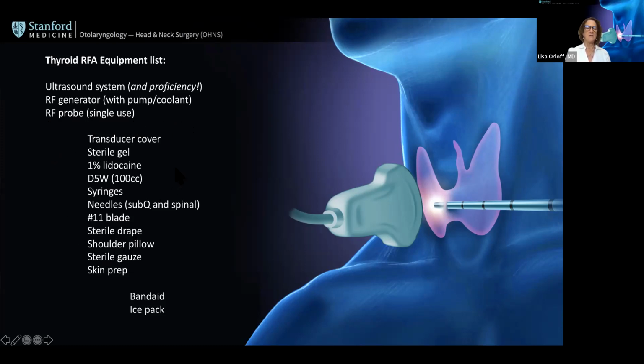Beyond that, the items are typically readily available: a sterile transducer cover, sterile gel, 1% lidocaine, as well as D5W, which can serve as a heat sink to hydrodissect, and it can also extend the lidocaine and reduce approaching toxic levels. Syringes and needles, in particular a spinal needle to administer the majority of the local anesthetic. Some of us prefer to use an 11 blade to make a very tiny nick in the skin through which we introduce the radiofrequency electrode, because there is some resistance to insertion through the skin without a nick, and the probe can get dull over time. But this is optional, and if used, it doesn't create any permanent scar.